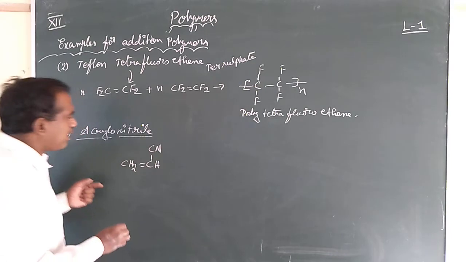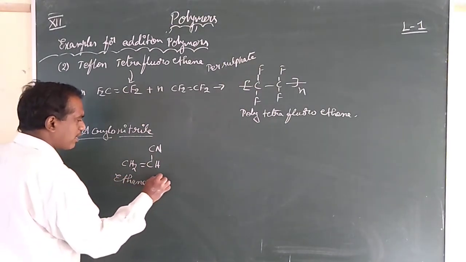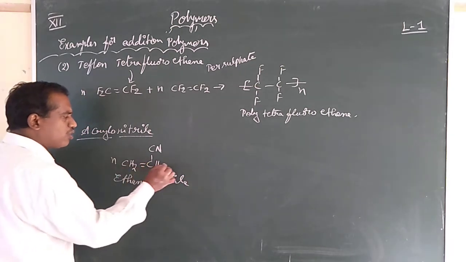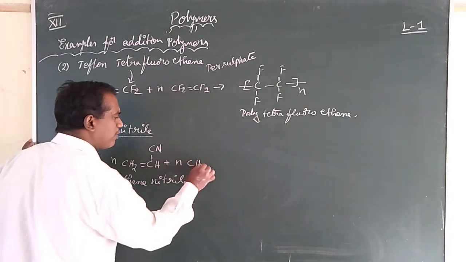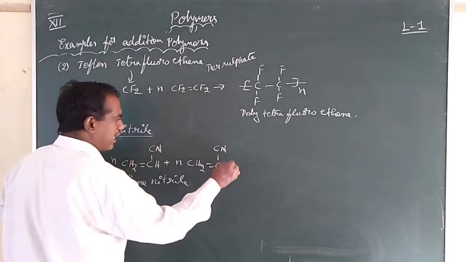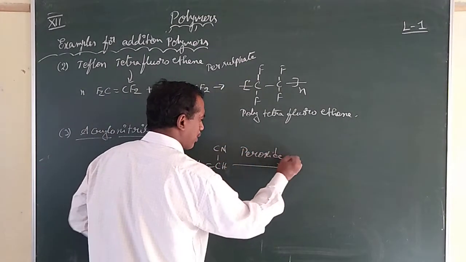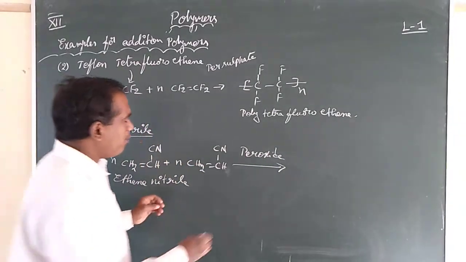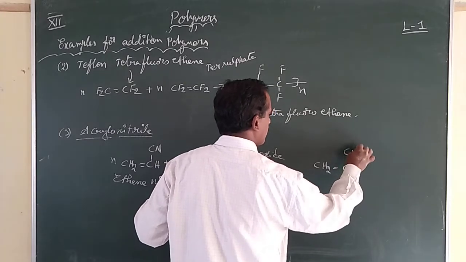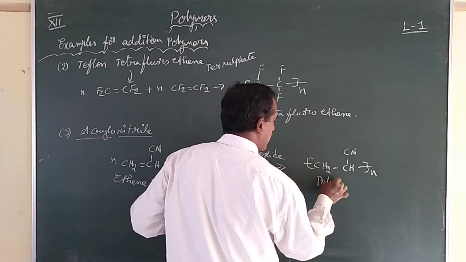Here it is called the nitrile, ethene nitrile. If many of these molecules are polymerized in the presence of a peroxide catalyst, they will form polyacrylonitrile.